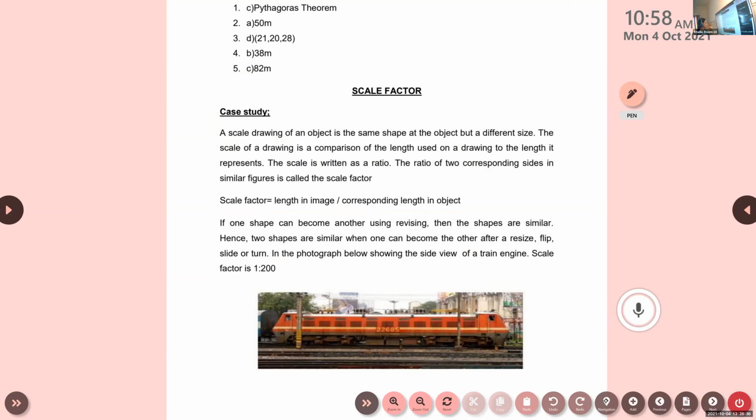Suppose you imagine we draw a train. What do we do? We'll be reducing the size, isn't it? Suppose it is 200 meters, we'll take it as 1 centimeter. So we reduce it. Or sometimes when we enlarge it, the size will be increased. Based on a scale factor only, we draw this. Whenever we enlarge or diminish a figure, that ratio we call the scale factor.